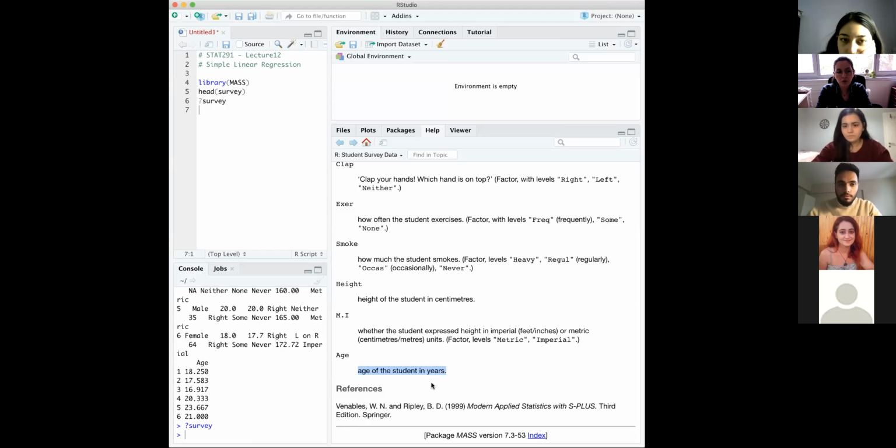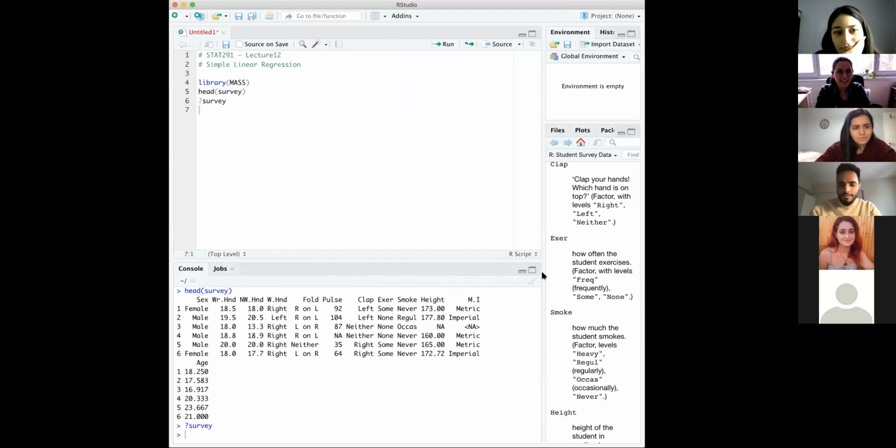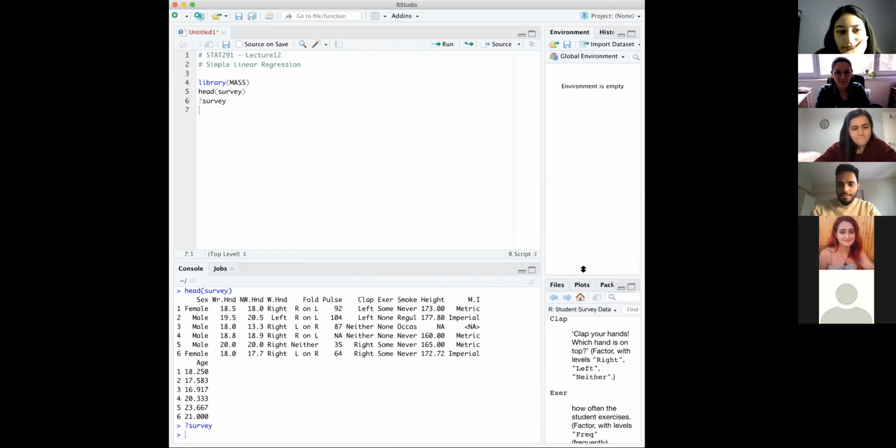And it's good to get the idea of simple linear regression by practicing with a data set like this. And you can find these data sets in Modern Applied Statistics with S-Plus, okay? I think some of you guys already know that. Yeah. Am I right? Okay, okay.